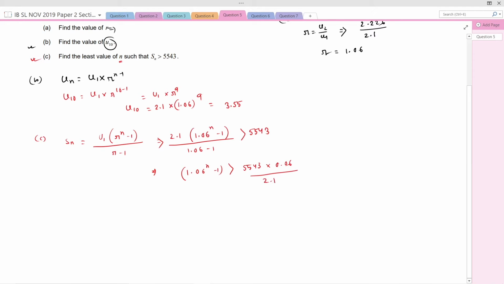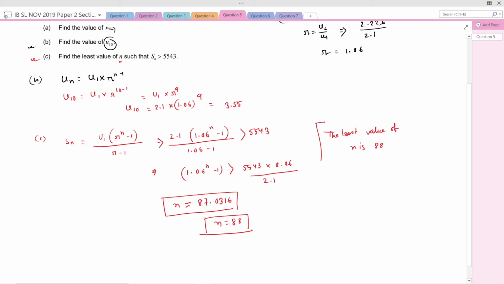If you calculate this in the calculator, n will be approximately 87.0316. Now the value of n must be greater than this, so if n is 87, then obviously it will be less than 5543. So the n value must be 88. So this is the value of n. Find the least value of n. So the least value of n is 88. Just simply use a calculator in this equation, you will find all the values.